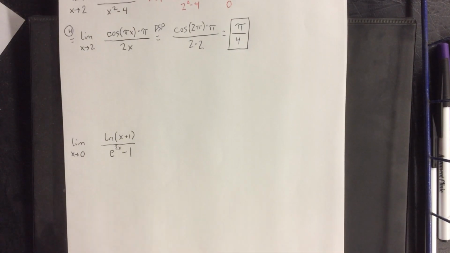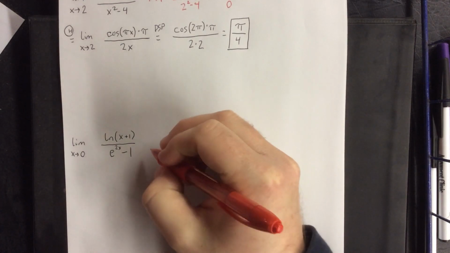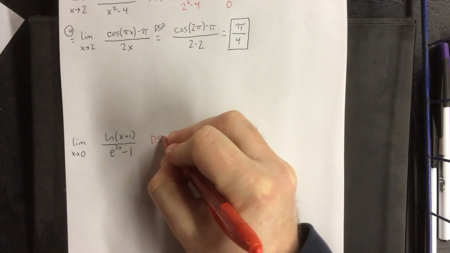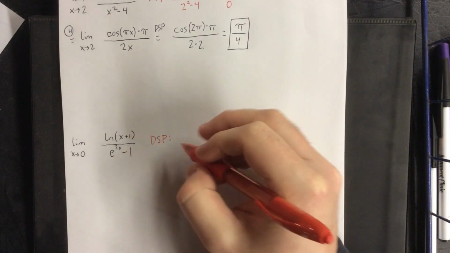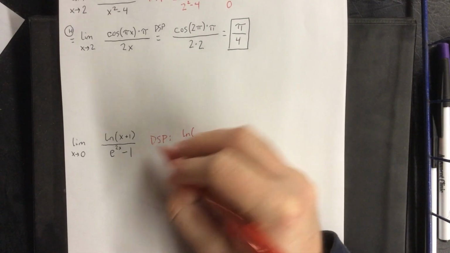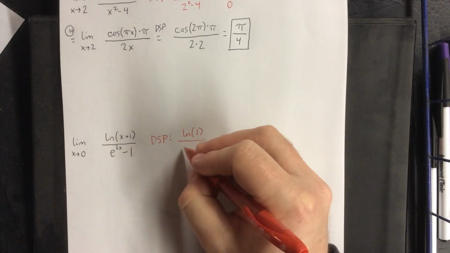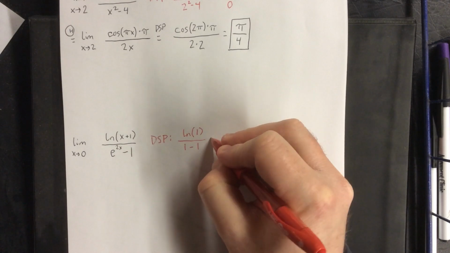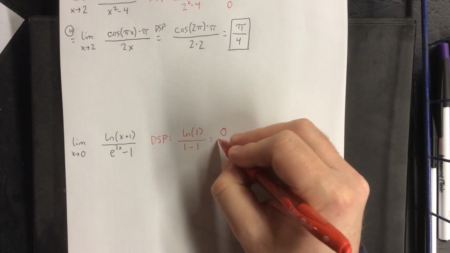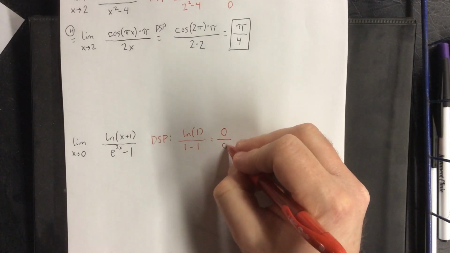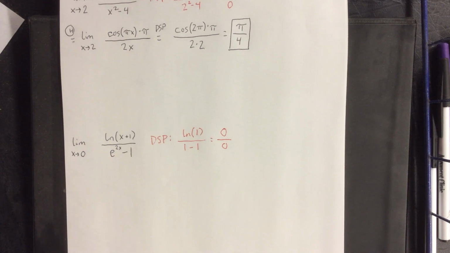We'll try this indeterminate quotient. This is the limit as x approaches 0 of the natural log of x plus 1 over e to the 2x minus 1. Once again, we'll try that direct substitution property, and we'll just plug in x equals 0. Numerator becomes natural log of 0 plus 1, and the denominator is going to be e to the 0 minus 1. Natural log of 1 is 0. 1 minus 1 is 0. So we do have an indeterminate quotient here.